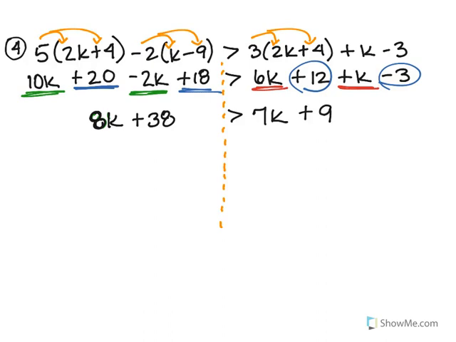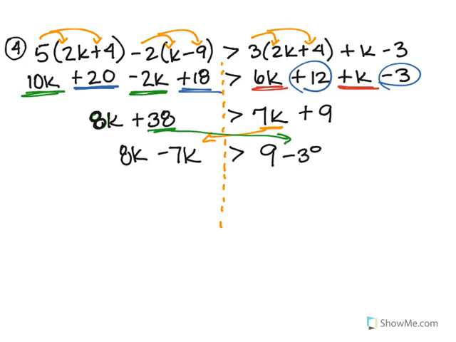And then just like with those equations, we're going to get our variable on the same side. So when I bring this 7K over, it becomes a negative 7K. And I bring down my 9. And when I bring 38 over, it is now a negative 38. So we have K, 8 minus 7 is just 1, is greater than 9 minus 38 is a negative 29. So that's the inequality solved.